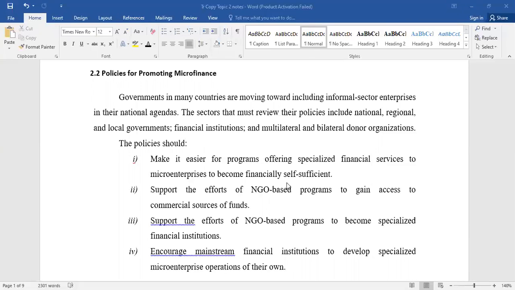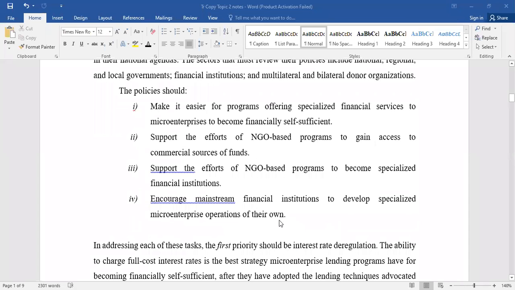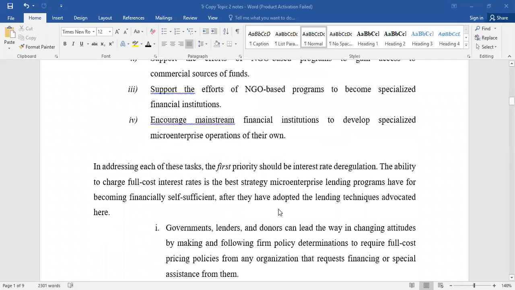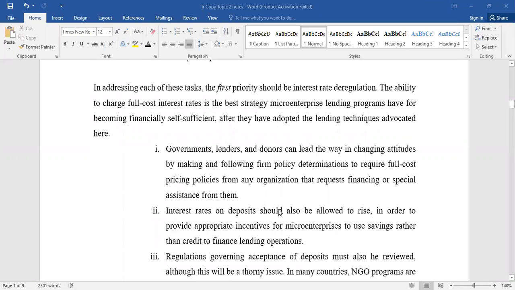Two, support the efforts of such an NGO to ensure that they gain access to the existing commercial sources of funds. Thirdly, they'll support any efforts of that NGO to become a specialized financial institution. Reason being, they need their citizens to be empowered. If you empower citizens, then the country's GDP goes up, collection of taxes goes up, so by and by that country also becomes self-reliant. Also encourage the mainstream financial institutions to come up with specialized products for the MFIs of the micro enterprises to be operating under them. So it is much allowed. In addressing each of these tasks, first priority should be interest rate deregulation.